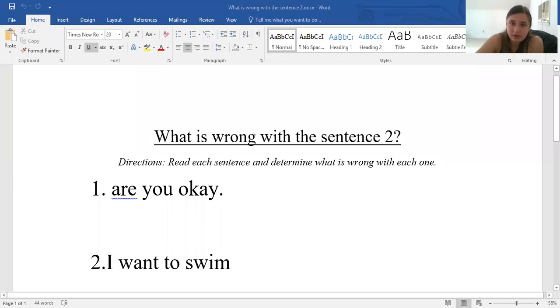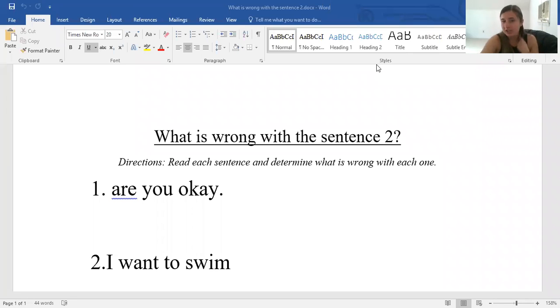Okay, so we're going to do "What's Wrong With This Sentence?" lesson 2, because I heard that it went really well the first time. So let me pull up my worksheet. This is another worksheet that was sent to you at the beginning of the week. Let's see, pull up my annotation. Okay, so what is wrong with this sentence 2? We're going to read each sentence and determine what's wrong with each one, and I'm going to show as much work as I possibly can.